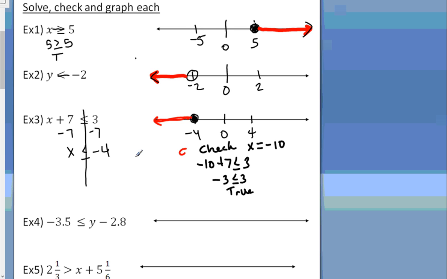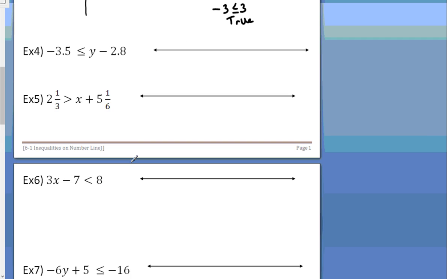So let's do example 4. In example 4, we're going to get the variable by itself first, right? So we're going to have to add 2.8 to both sides, right? Okay, we're adding a positive and a negative, so we're actually going to subtract. So what's 3.5 minus 2.8? 0.7, I believe. And be careful because it's negative 0.7. Okay, is less than or equal to y.